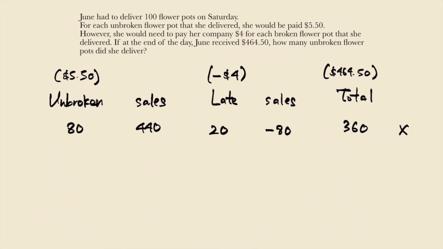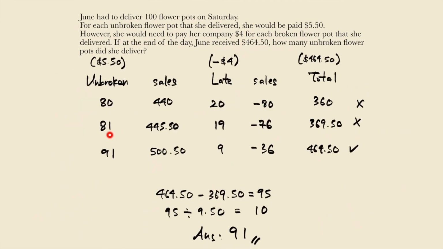Let's increase the number of successful deliveries by 1. Okay, and that gives us 369.950. So the question is how much from here to here, which is what we want. The difference is 95. How many 9.50s is that? Because one step here is an increase of $9.50. So how many 9.50s are there? That's 10. Therefore, I'm going to increase by 10 and subtract by 10.